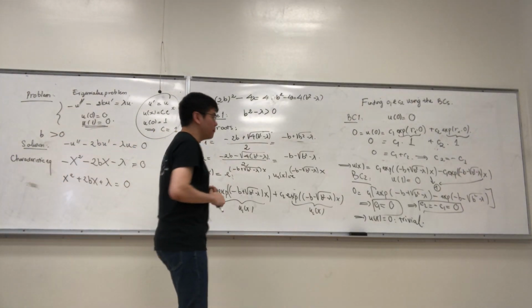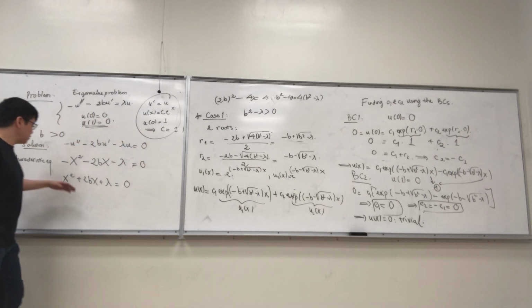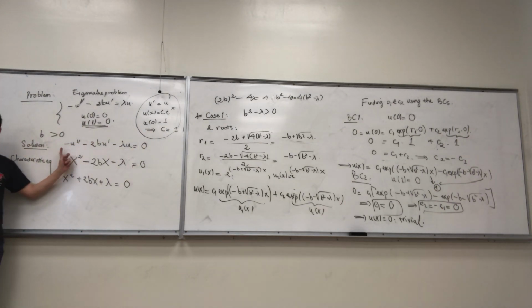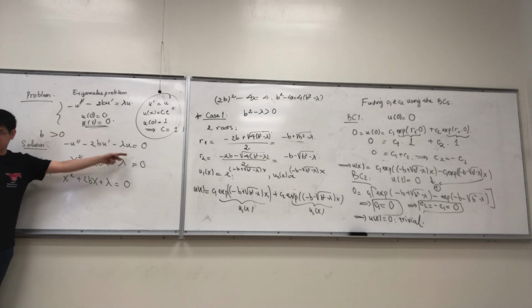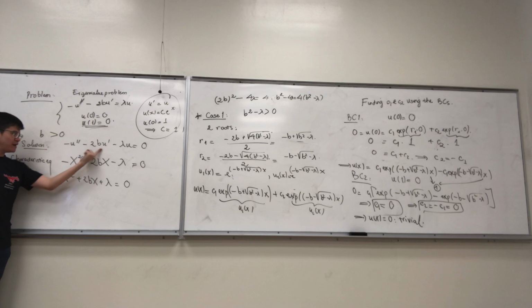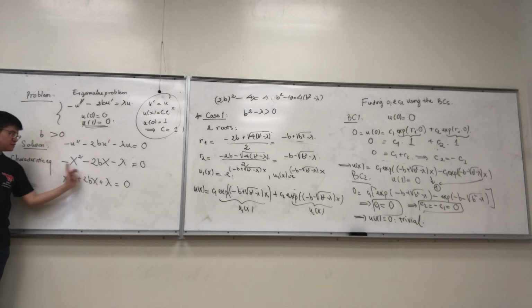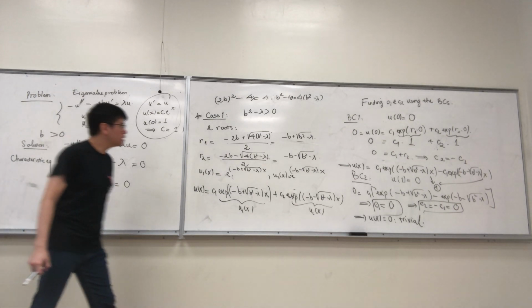Right? Questions? It's clear? So I explain again, case number 1. You look into this equation. You have minus u second minus 2b u prime minus lambda u(0). So the characteristic equation will be: this is minus x squared, this is minus 2b so you have minus 2bx, this is minus lambda so you have minus lambda. This is all minus, so I'm going to change everything into plus.